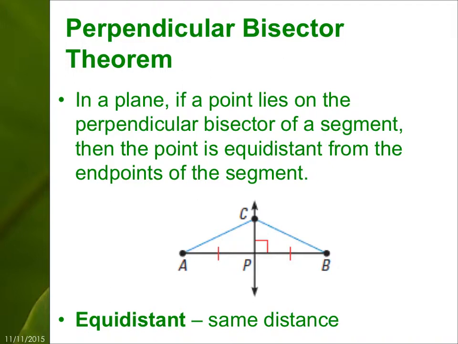The perpendicular bisector theorem, so it has a name, you don't have to write it all the way out, says in a plane, if a point lies on the perpendicular bisector of a segment, then the point is equidistant from the endpoints of the segment. And equidistant means same distance.